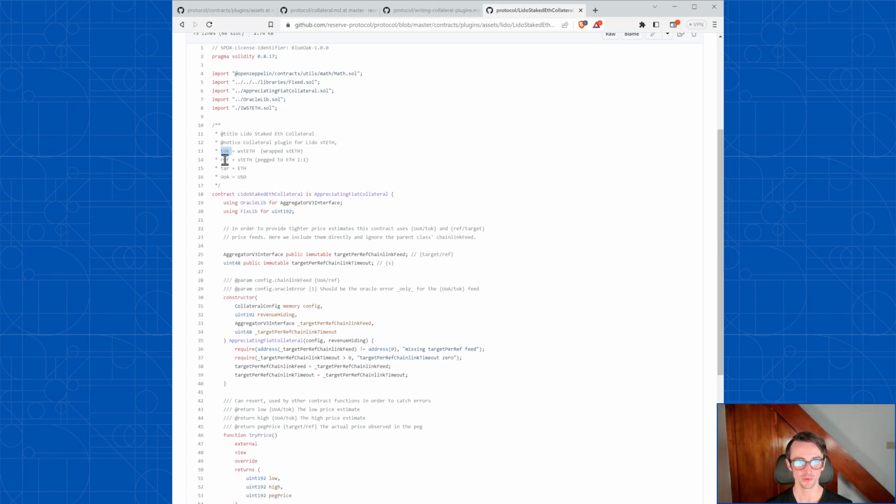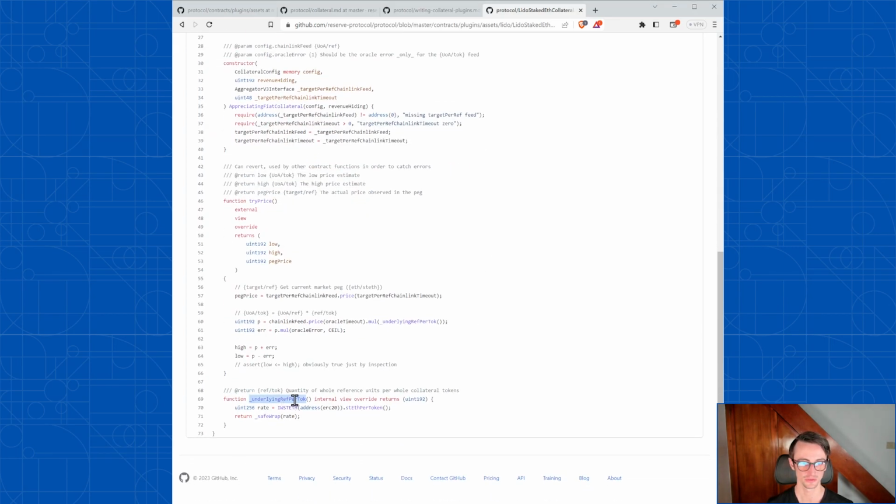Remember, ref per tok is the fundamental exchange rate of the protocol that can be used to identify revenue, right? Ref per tok. How many stETH do we have per wrapped staked ETH? You can see that over time, that is increasing, right? So here we are implementing an internal function, because if we read AppreciatingFiatCollateral closely, we'd see that this is the only thing we need to override.